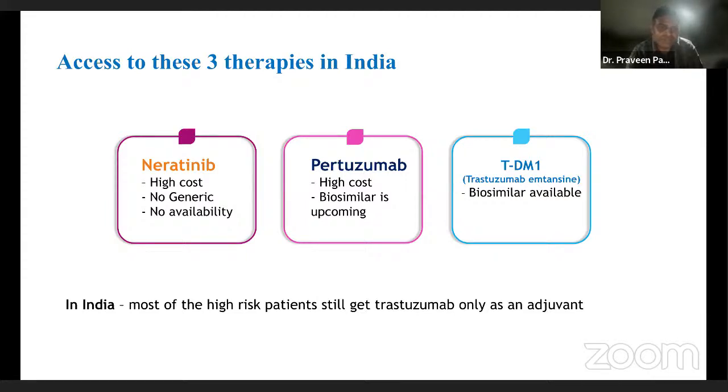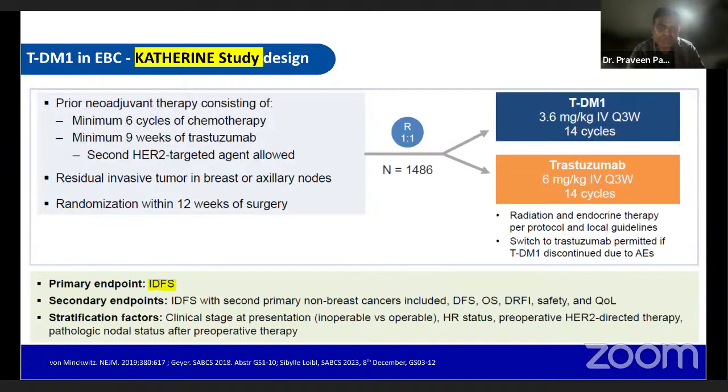Neratinib's cost is high, there is no generic available, and the drug has not so far been launched in India. Pertuzumab originally was high cost, but now the biosimilar is available, and the same with TDM1, so we can use them to minimize the risk of recurrence. But in India, pertuzumab and TDM1, either the original or the biosimilar, are still out of reach of most of the patients. So most of the high risk patients still get trastuzumab as adjuvant therapy only.